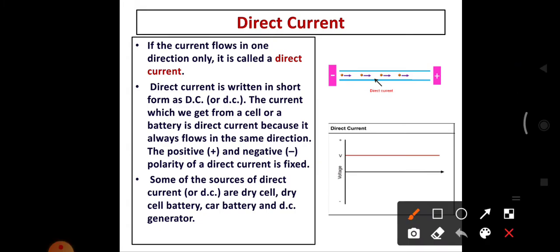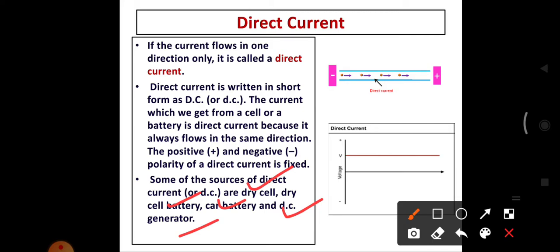And the positive and negative polarity of a direct current is fixed. This is negative. If you take a battery, this is positive and this is negative. It does not change. That means it is a fixed one. Some of the sources of direct current are tri-cell battery, car battery and DC generator. So these are the sources of direct current.